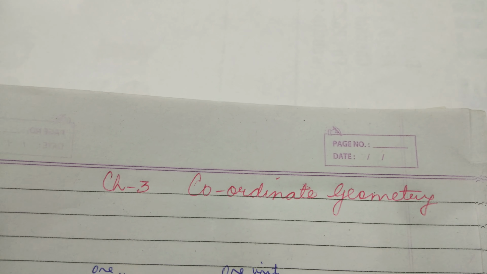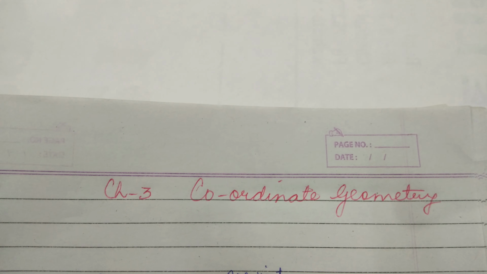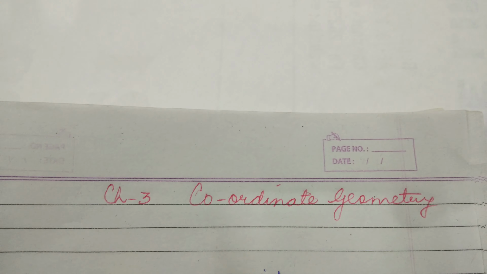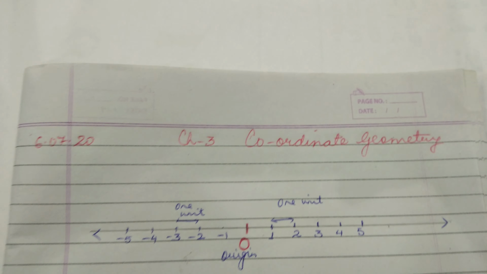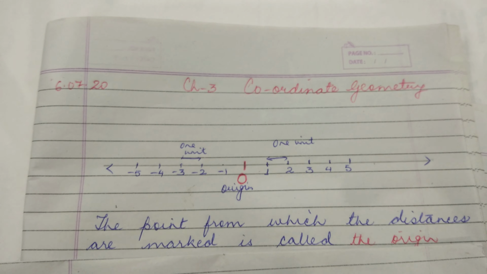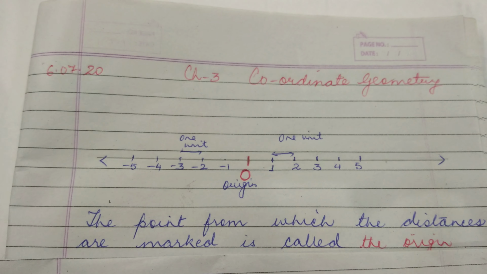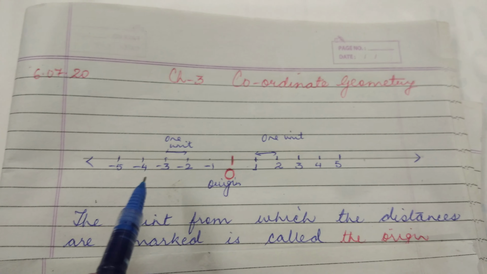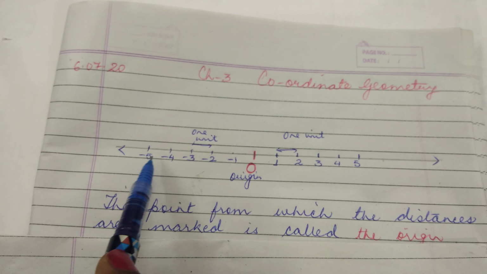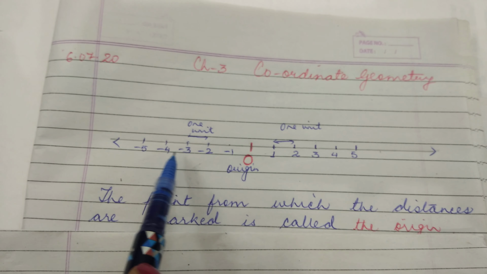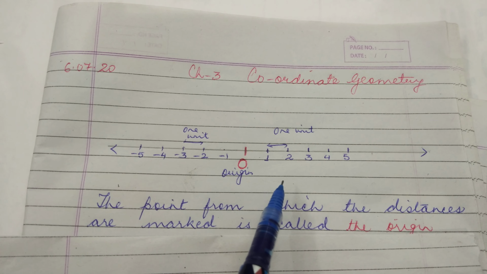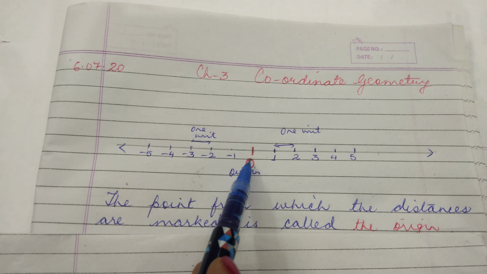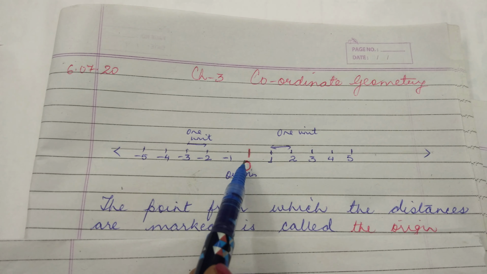Today, we are going to start with the third chapter, that is coordinate geometry. You all have studied how to plot numbers or a point on a number line. As you can see, in the previous classes, you have learned how to plot a number line. The point from which the distances are marked is called the origin. So this is the origin.